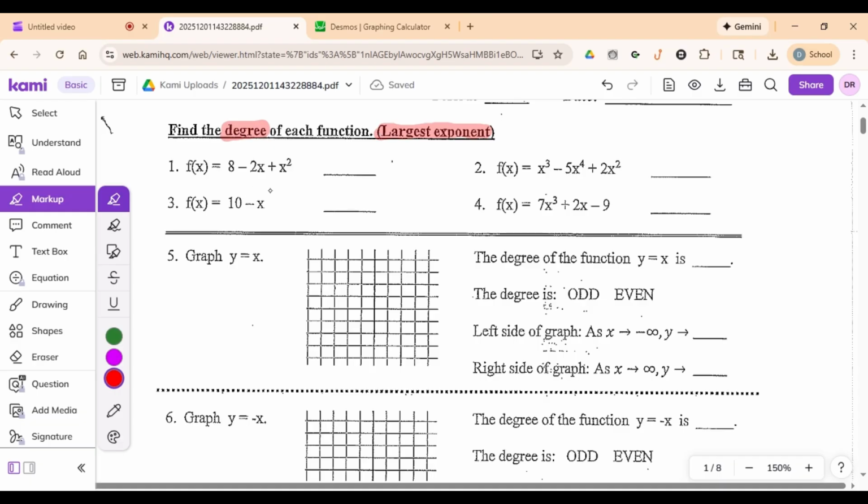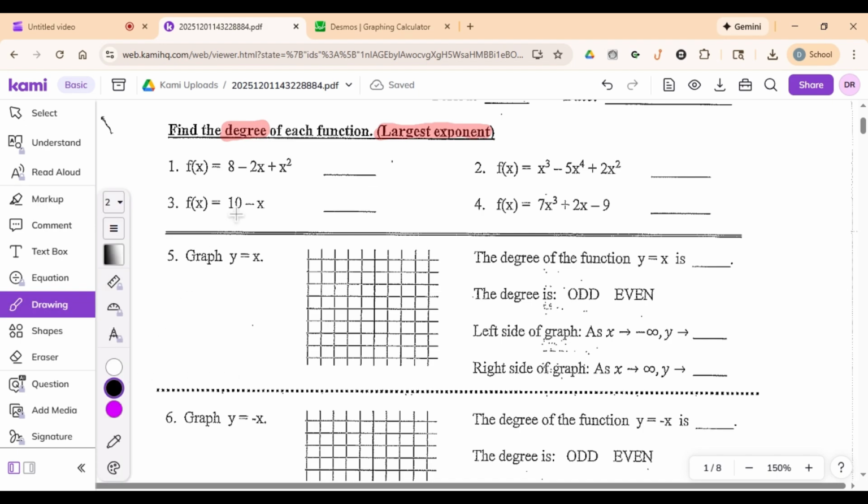So when we look at number 1 and we want to find the degree, we see an 8, a minus 2x, and a plus x to the second. And the exponents that we see are the exponent of 2 and the understood exponent with the 2x. This is x to the first. So there are two exponents we can talk about: 2x to the first and x to the second. And we are not looking at the biggest number in the equation, but we are looking for the biggest exponent. And that biggest exponent is that number 2. So the degree of this equation is 2.